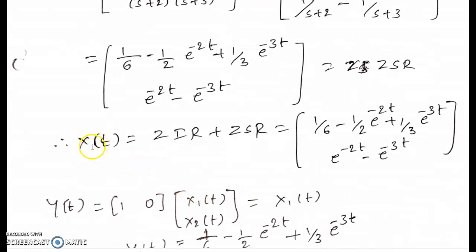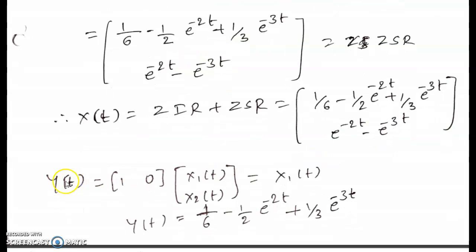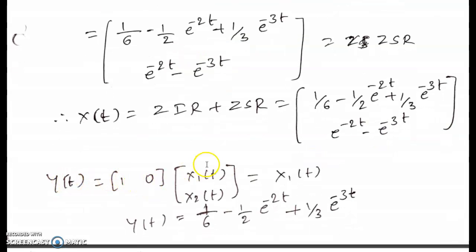So here they asked for the state response, which means x of t. Full x of t is equal to ZIR plus ZSR. ZIR is 0, so only ZSR; whatever ZSR you got here, write it now. So y of t is equal to the C matrix, 1 0, times x1 x2. Multiply, and you will get only x1 of t. The first element is x1, the second element is x2. Only the first element you have to consider, so y of t is equal to x1. This is x1, right?